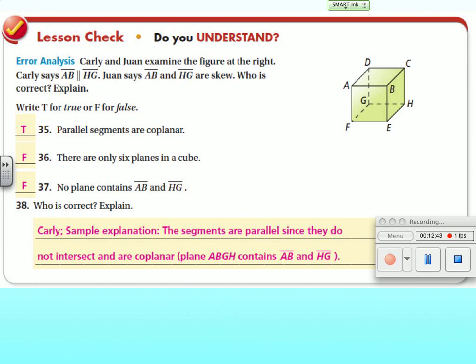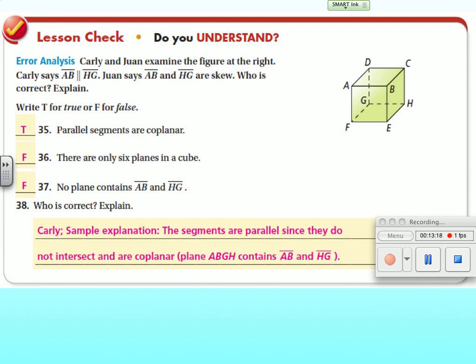Write T for true, F for false. The answers are already there. I hope you've already done them. Parallel segments are coplanar. That is a true statement. There are only 6 planes in a cube. That is false. There are infinitely many planes in a cube. No plane contains AB and HG. That is false also, because those two segments are coplanar and parallel, since they do not intersect and they are coplanar, they belong to the plane ABGH.